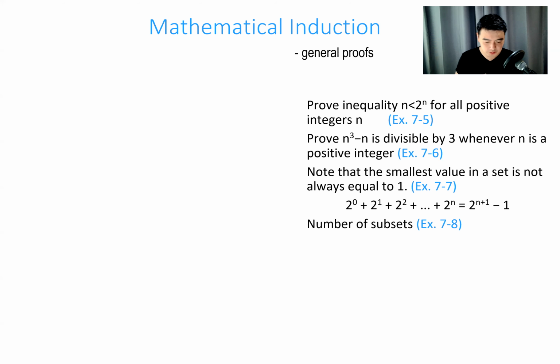All right, so let's do a few more examples. And what you're going to see is the next few examples are very diverse. The strategy that we use is the same, but the proofs themselves are very different. And in fact, they're proving very different things. But notice that we can all use mathematical induction for this. So let's start with 7-5 here.